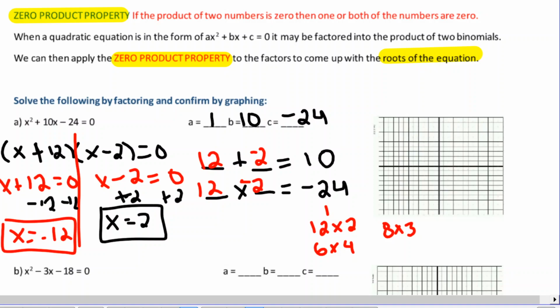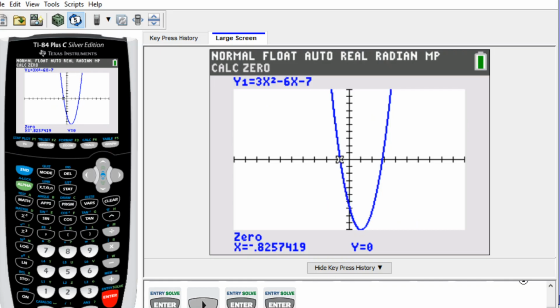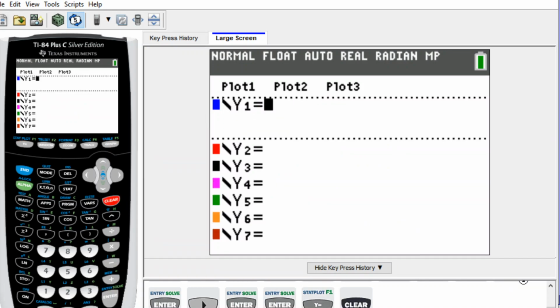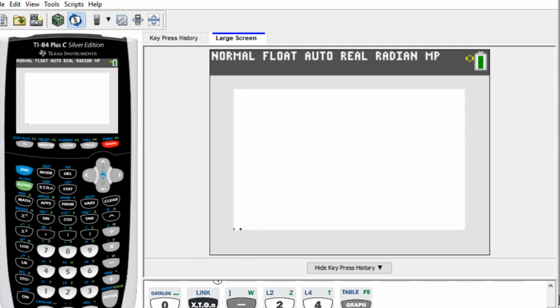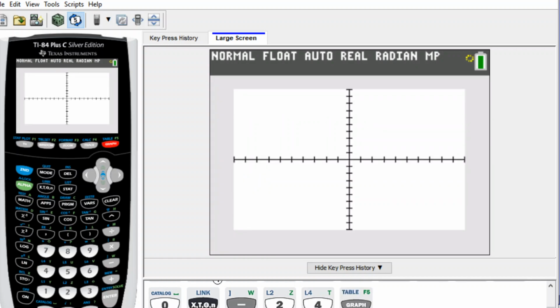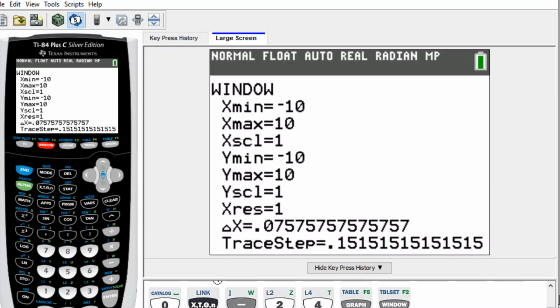So I can plot these points. I can check this graphically, right? I could plug this into a graphing calculator, and let's take a look. We have x squared plus 10x minus 24, and there we go. We see one solution at positive 2. We can't see the other solution, but we already know that it's at negative 12.